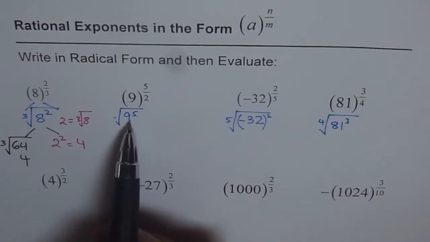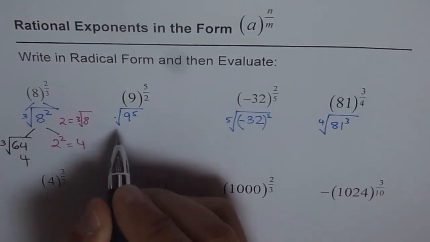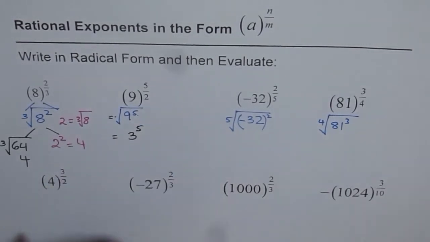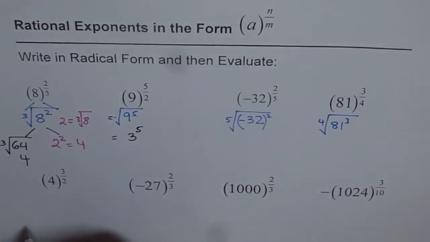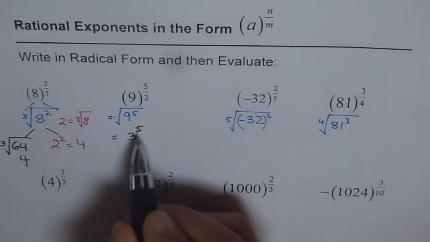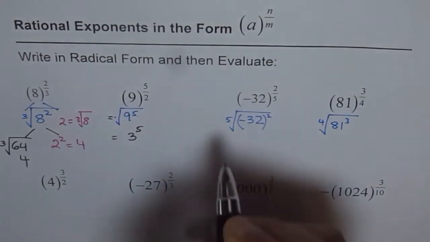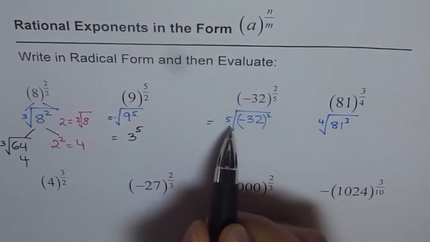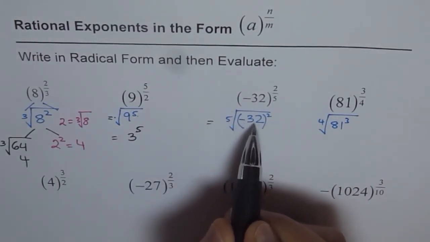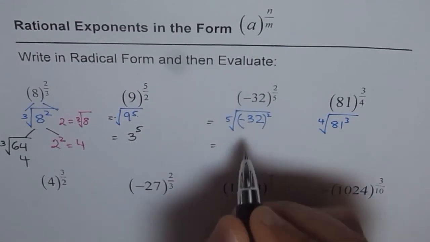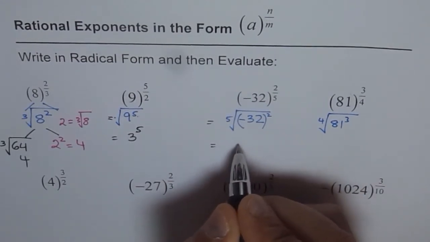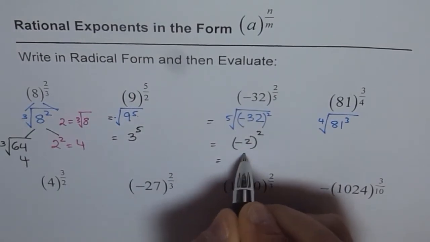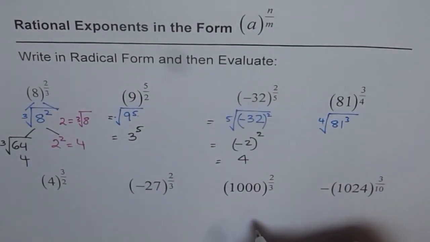So what is the square root of 9? It is 3, right? So I can write this as 3 to the power of 5. Do you understand? You can use a calculator, multiply 3 5 times, get your answer. Now in this case, first I will do 5th root of minus 32. Now 5th root of minus 32 is minus 2. So I got minus 2 squared, and minus 2 squared is 4. I get my answer, right?